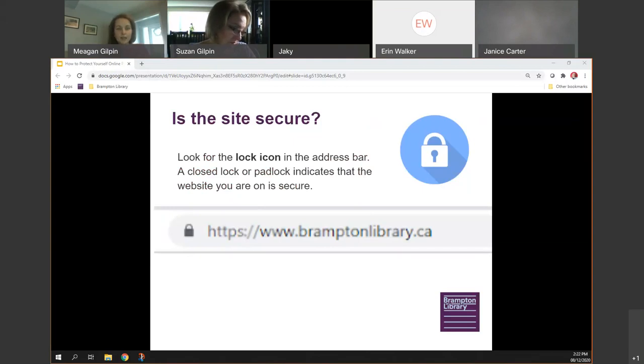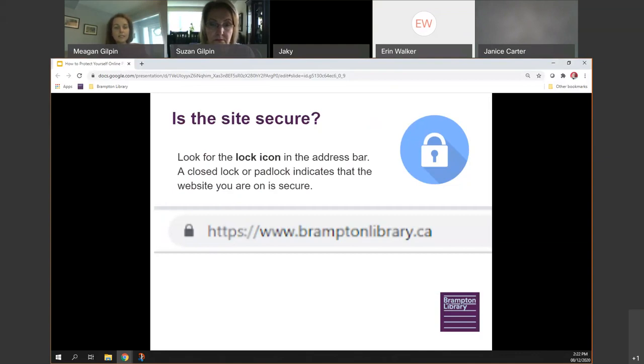All right, so is this site secure? This is another important thing. If you look at the top left of the URL, the address bar, you want to look for that lock icon. Before entering your password or any other sensitive information on any website, such as your bank information or credit card data, look for that lock icon in the address bar. And if you don't see this icon, don't enter any information.